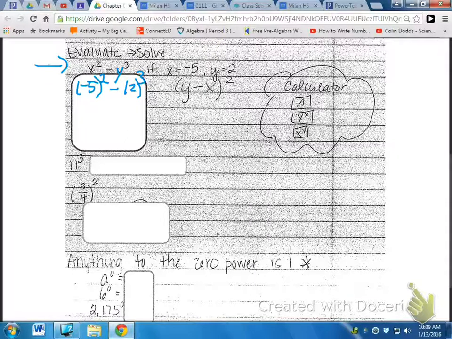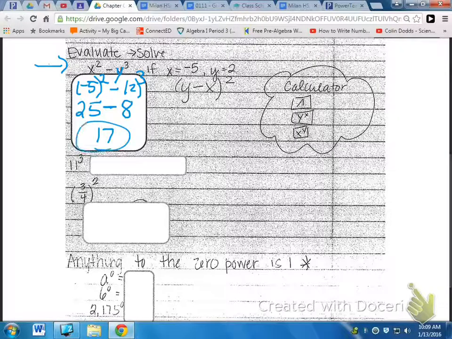Now we have to evaluate or solve what that is. So the first part, -5 squared, is -5 times -5, 25. Minus, and then 2 to the third power is 2 times 2 is 4 times 2 is 8. So 25 minus 8 would be 17.